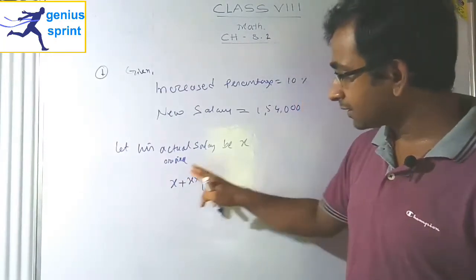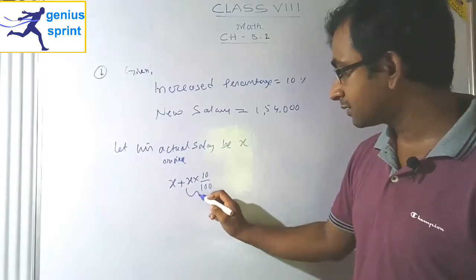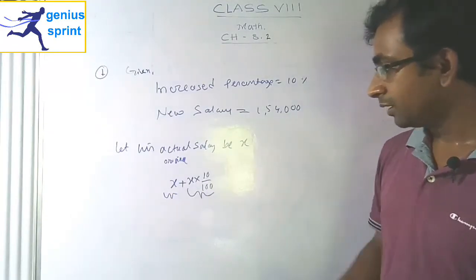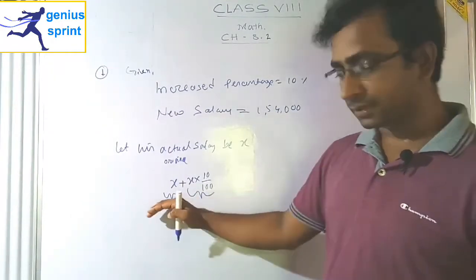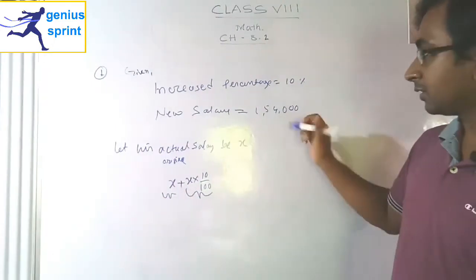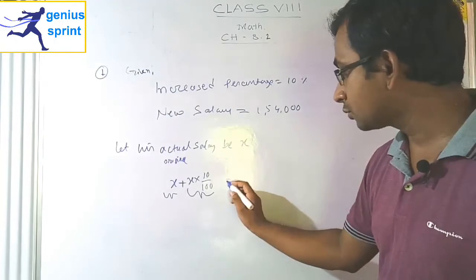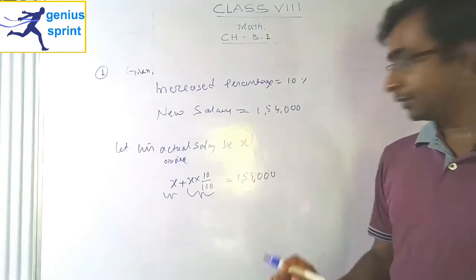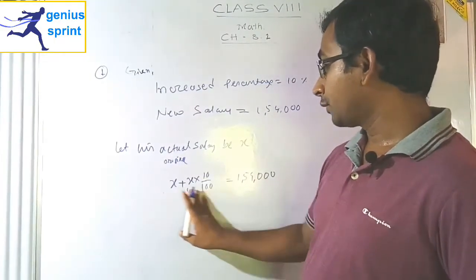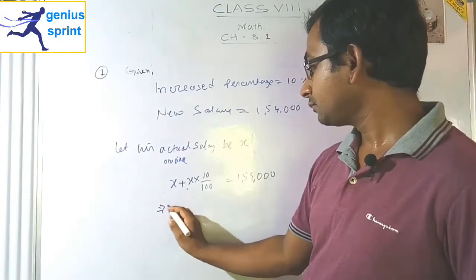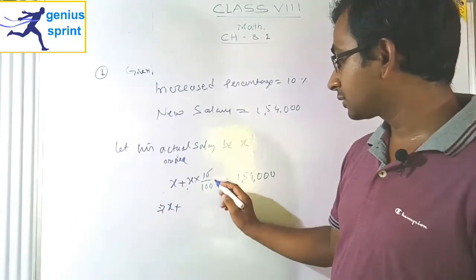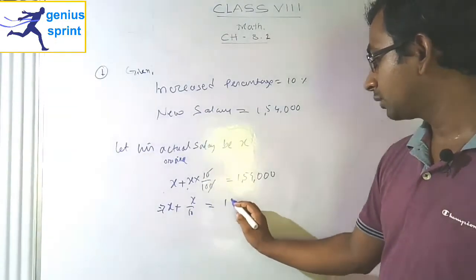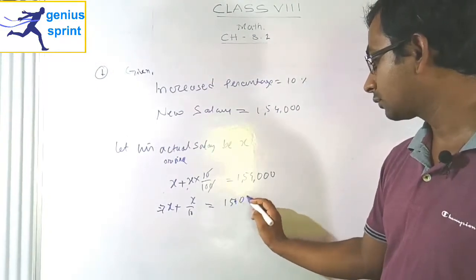This is only the increased part, that means the amount by which the salary has increased, and X is his actual salary. If I add this increased part to his actual salary, I will get the total increased salary, which is 1,54,000. So it should be equal to 1,54,000. From here we have to find the value of X. If I cancel out a single zero, I get X plus X upon 10 equals 1,54,000.